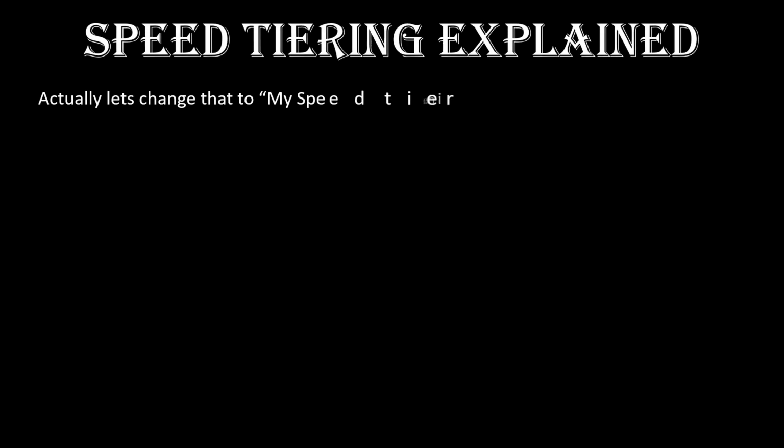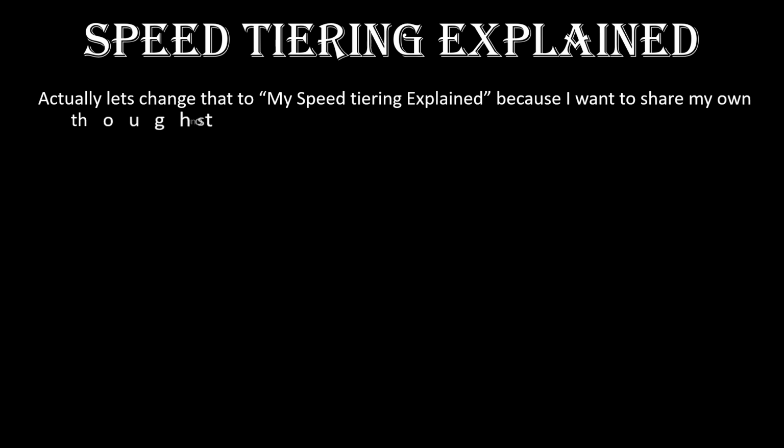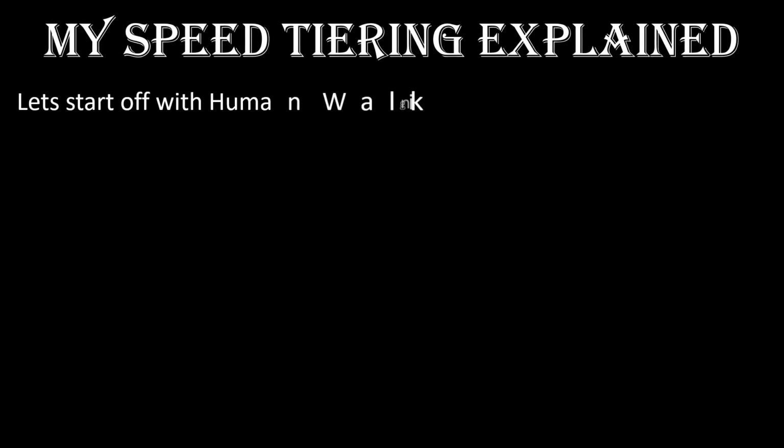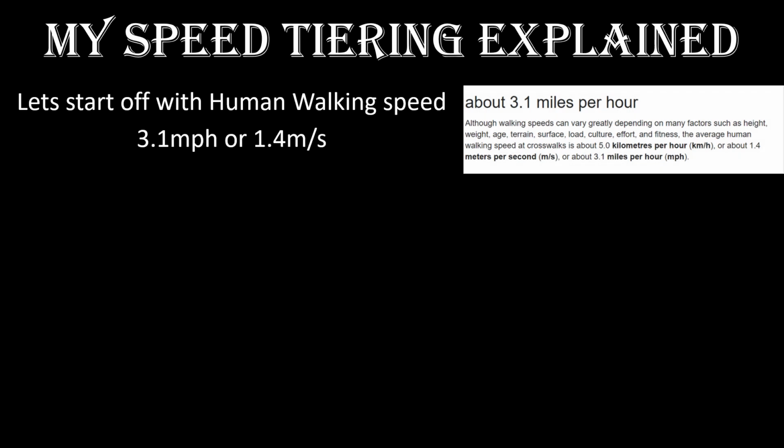Speed tiering explained. Actually, let's change that to my speed tiering explained, because I want to share my own thoughts on the subject, and in a more reasonable manner than most debating sites. Let's start off with human walking speed. 3.1 miles per hour or 1.4 meters per second.